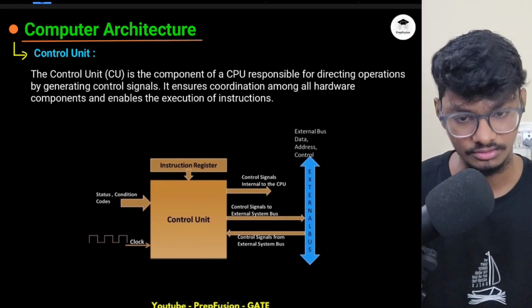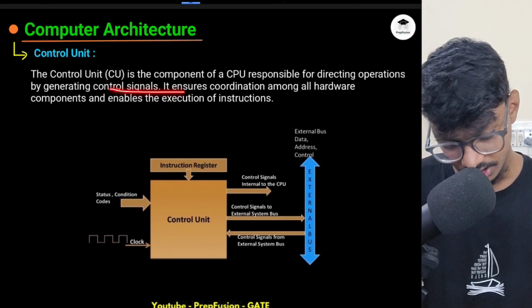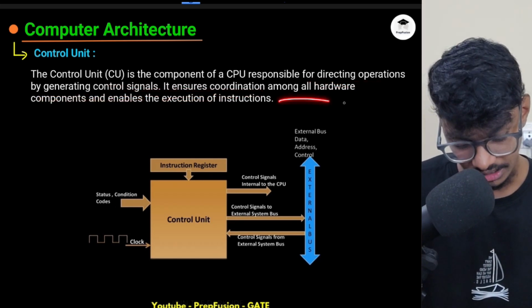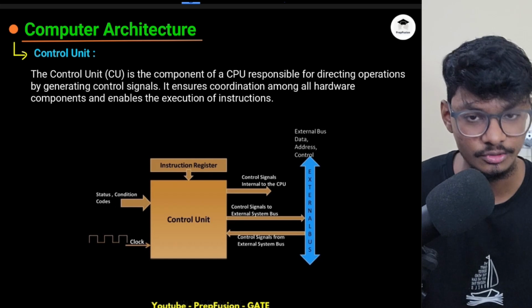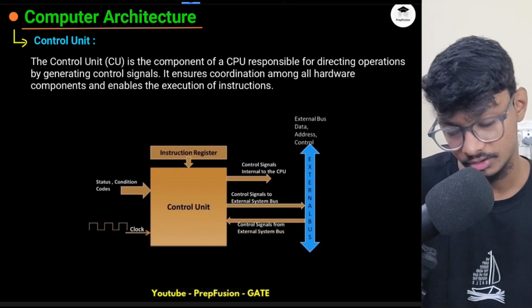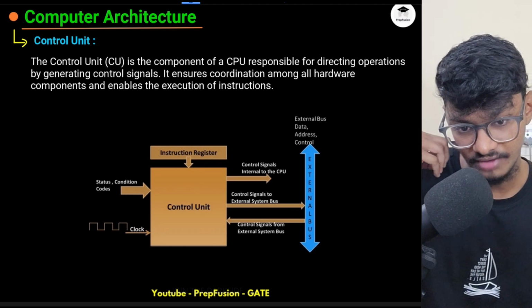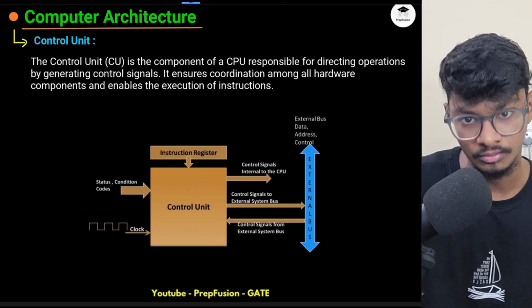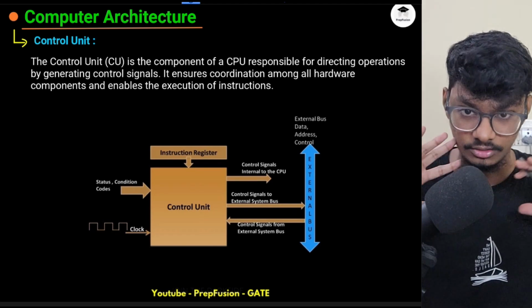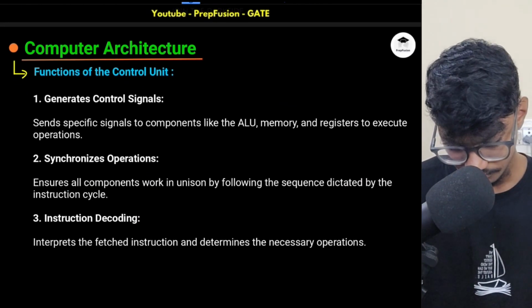So what is a control unit? I explained it. Control unit is the brain. It's a component responsible for directing operation by generating control signals. It ensures coordination among all hardware components and enables execution of instructions. So it gives some control signals. It will say whether I need to give out the data, whether a particular component needs to give out the data or take in the data. Okay, that is what a control unit is. It is connected to everything.